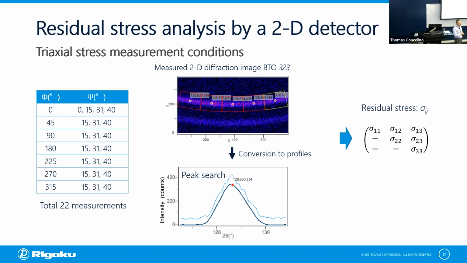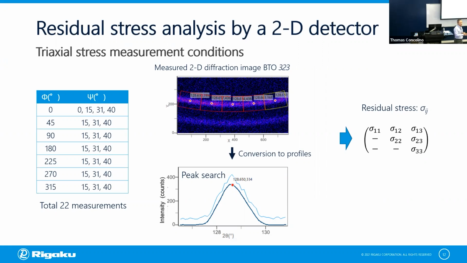But to do that, as you can imagine, we need to rotate and tilt in very fine steps like this. This is a table of the phi and psi configuration used in this example. In total, we repeated 22 exposures, let's say, not really to scale, to extract the stress matrix. The exposure time of each frame was a couple of minutes.